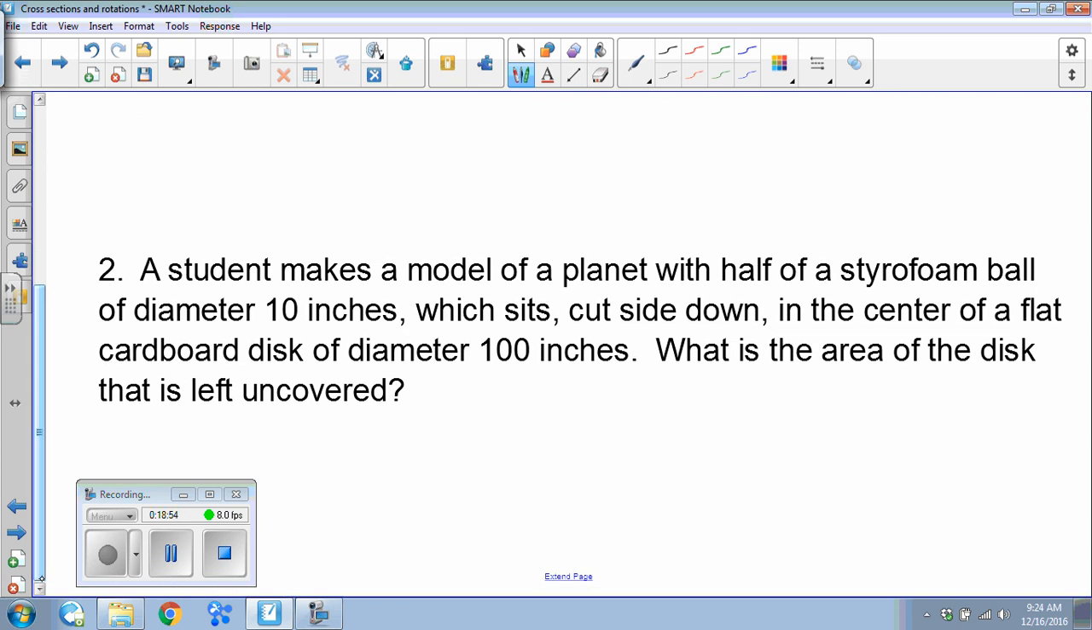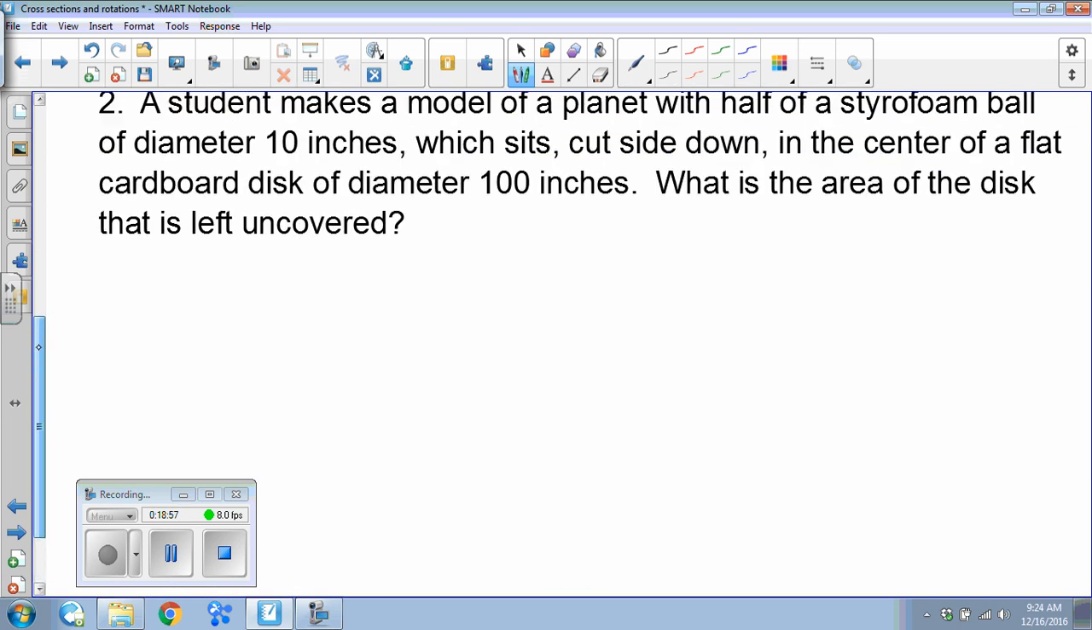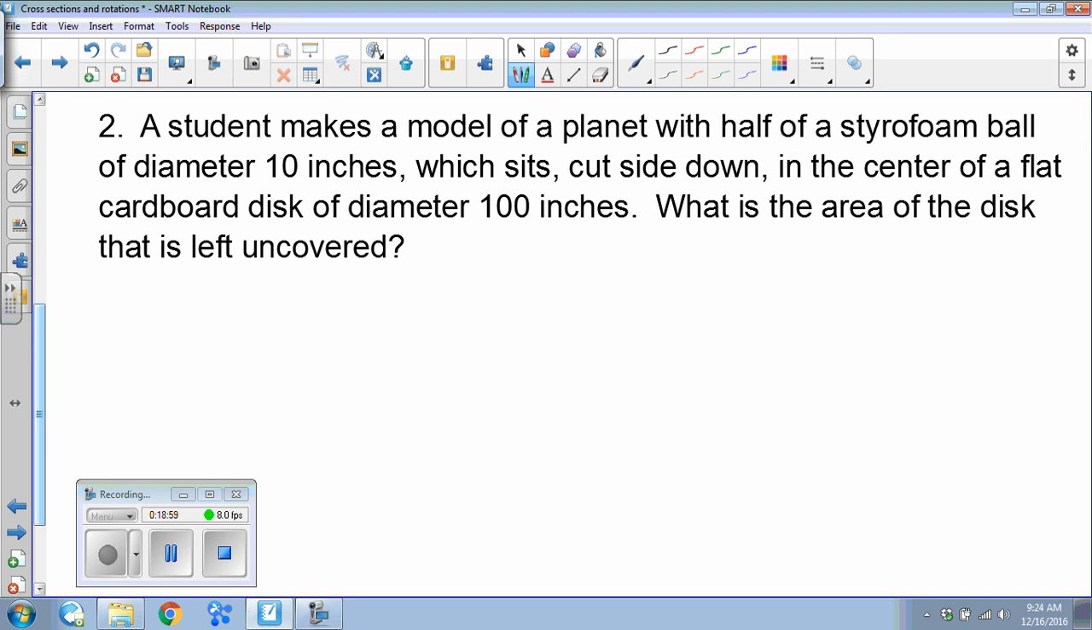Now, let's look at this one. So these are modeling with geometry problems. So it's just a regular geometry word problem using the stuff that we've learned. It says, a student makes a model planet with half of a styrofoam ball of diameter 10 inches. So half of a styrofoam ball is half of a what? A sphere. So there's half of our sphere, right? And we know it has a diameter of 10 inches.